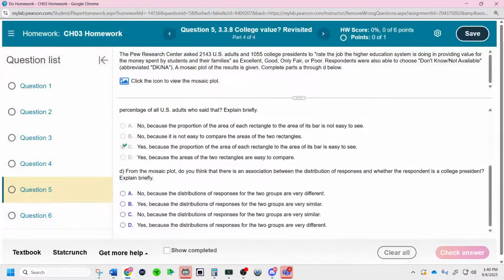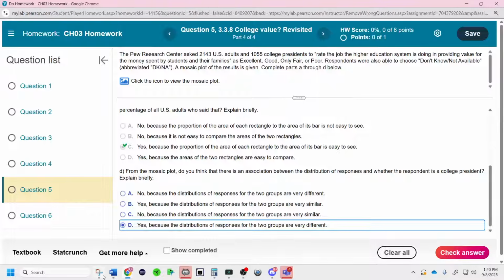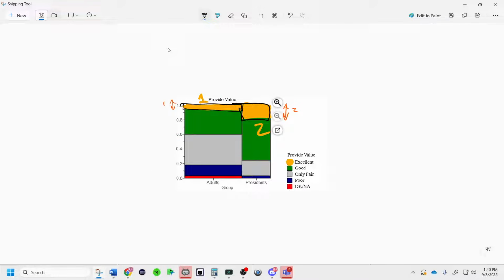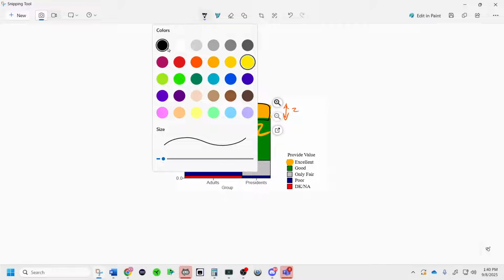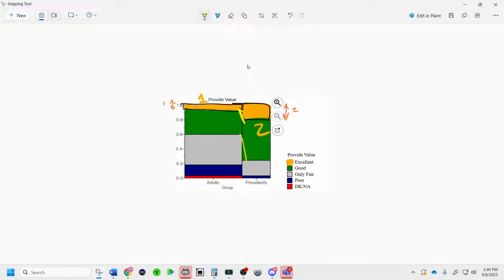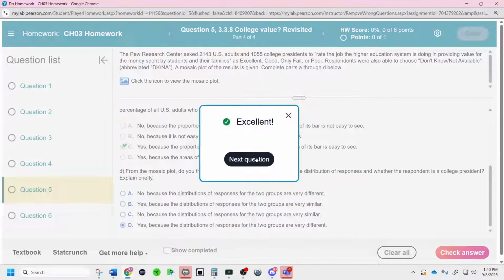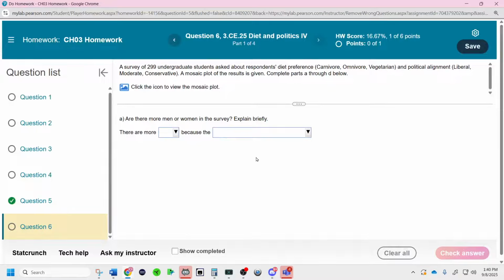Boom! Oh, there's one more. From the mosaic plot, do you think there's an association? Oh, yeah, because they're very different. When the blocks don't line up like this, the more they don't line up, the stronger the association. I should do that in a different color right here. We'll do it in some yellow. So the bigger the gaps right here, the stronger the association. And because there are big differences in the proportions, there's definitely a stronger relationship.